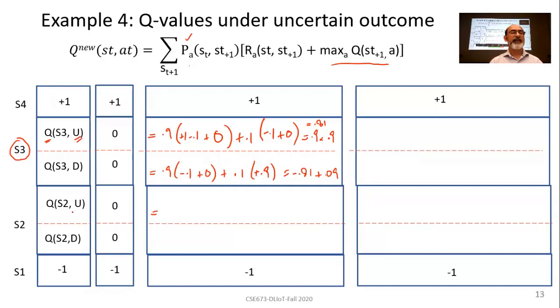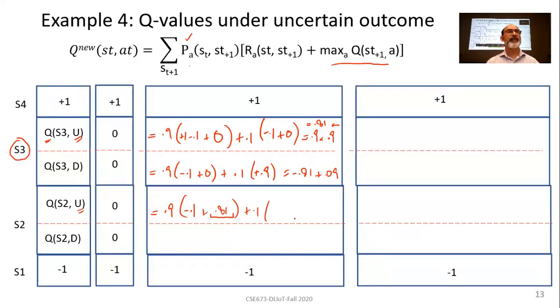Now you're going from state S2 and you're going the upward direction. So it's going to be 90% chances of going in the upward direction. What's the reward over there? Negative 0.1, right? Plus the maximum value of the Q state, given that you take the optimal decision. What is this going to be? Is it going to be this value over here? Or is it going to be this value here? So it should be 0.81, right? Plus 0.1 of going in the opposite direction.